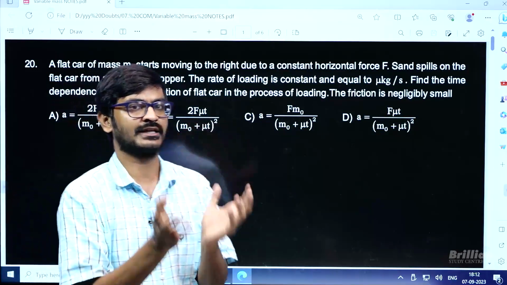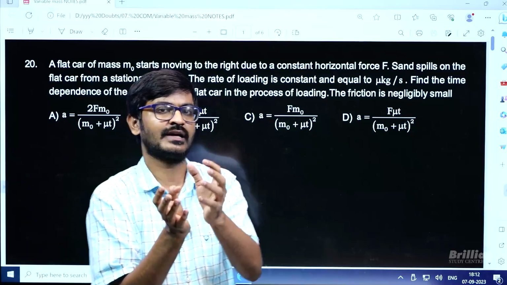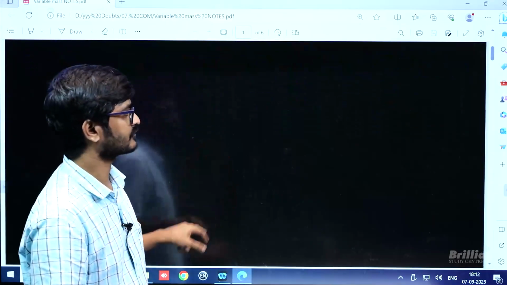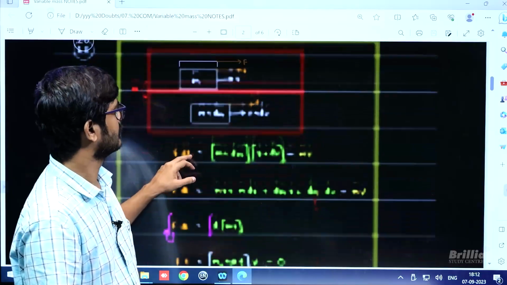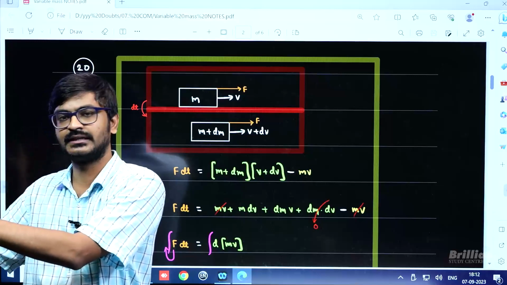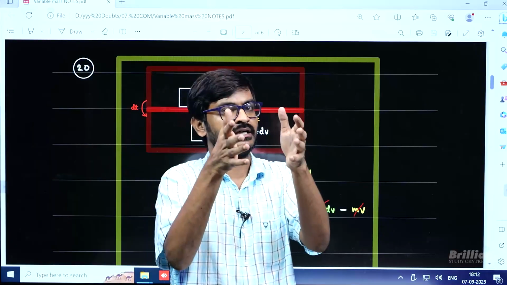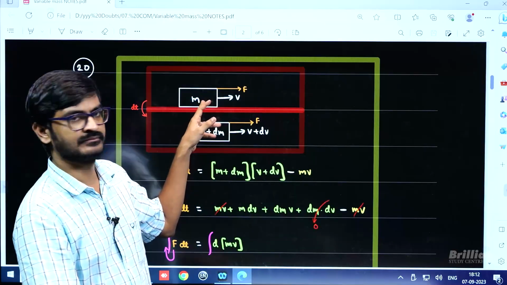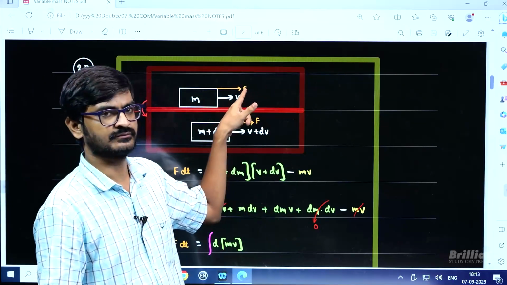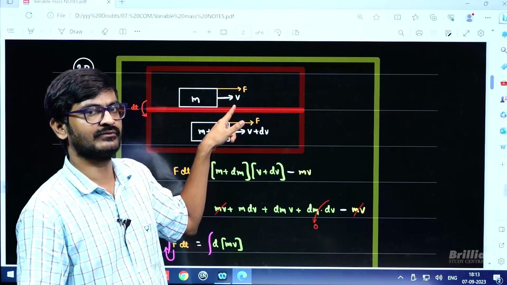We need to take some generalized situation and see what will happen after some time. So I am taking some generalized situation. Initial mass is m0, but I am not talking about initial mass. I am talking about after some time. After some time, the mass is m, and I am keeping on applying the constant force. By then it might have gained some velocity v.